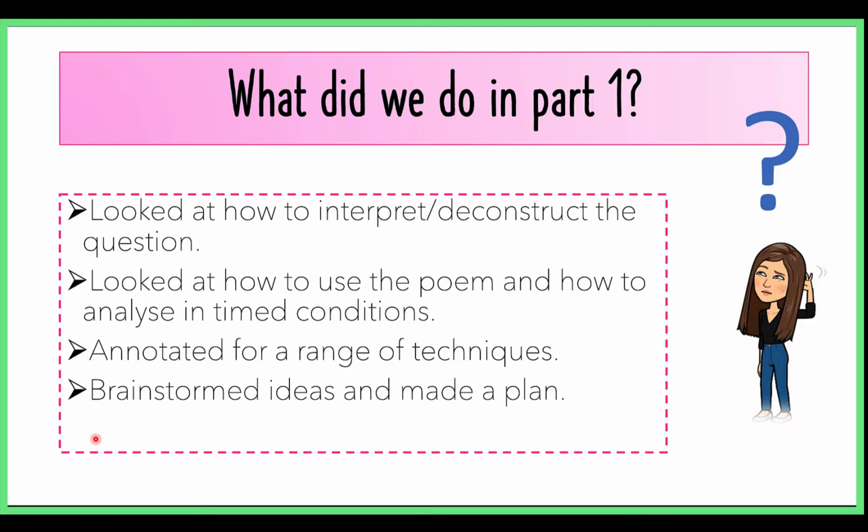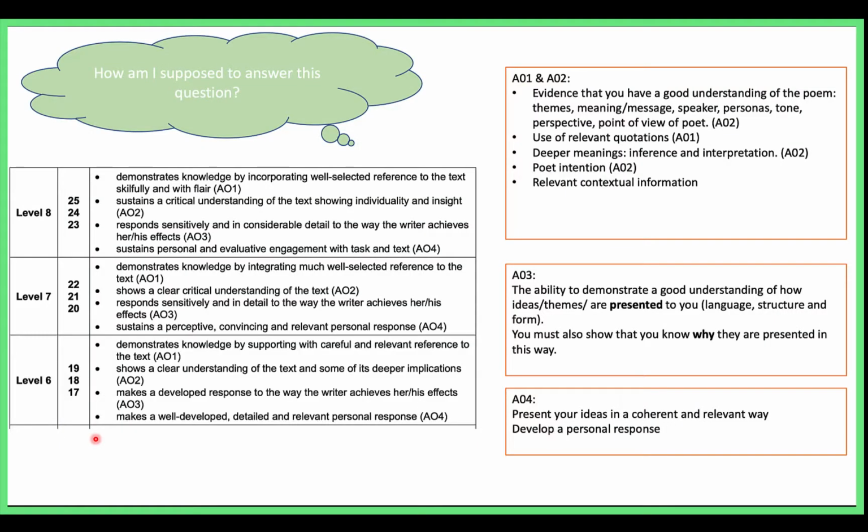So let's just quickly recap what we did in part 1. In part 1 we looked at how to interpret and deconstruct the question. We looked at how to use the poem and how to analyse the poem in time conditions, and to make sure your analysis is detailed, developed and relevant. We annotated for a range of techniques, but we're not just technique spotting, so we also added some good annotation there in terms of the effects of each of those techniques or the language choices. And then we brainstormed ideas in response to the question and made a plan that will help us with the structure and the coherence of our response.